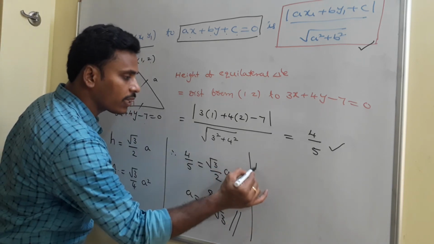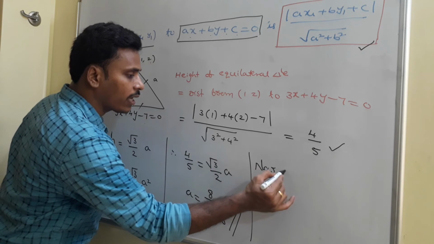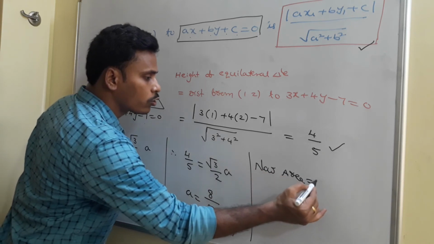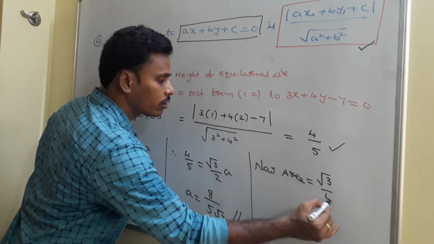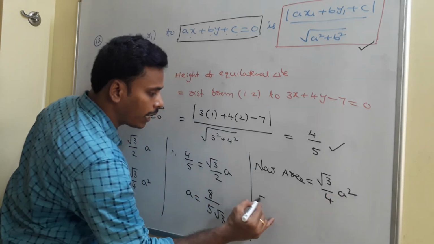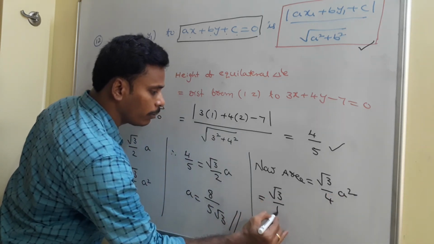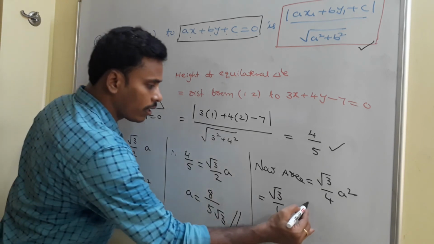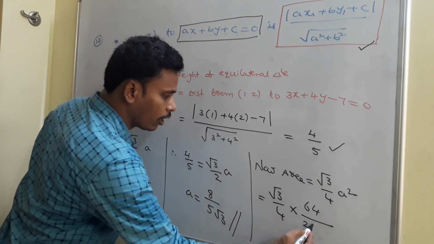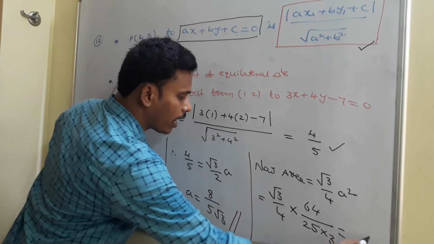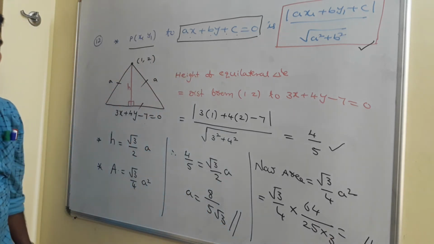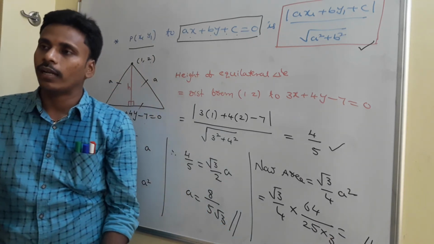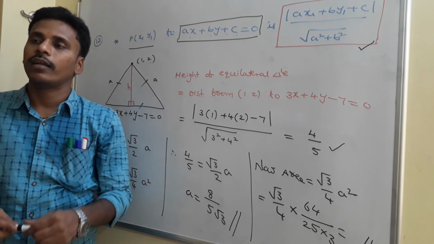After having the side length of the equilateral triangle, the area formula is root 3 by 4 A square. That is root 3 by 4 times A square, and the square of this is 64 divided by 25 into 3. Further you need to simplify, and that simplified value directly represents the area of the equilateral triangle.